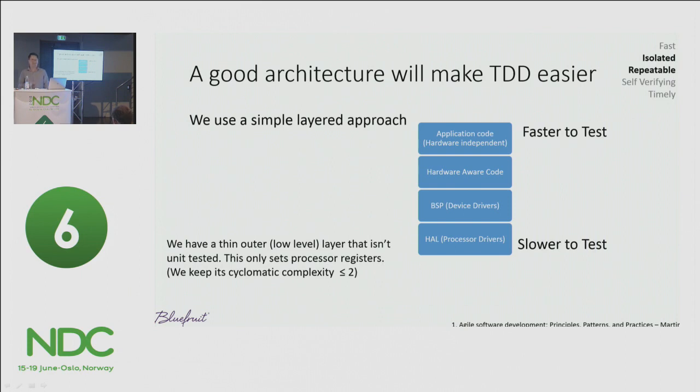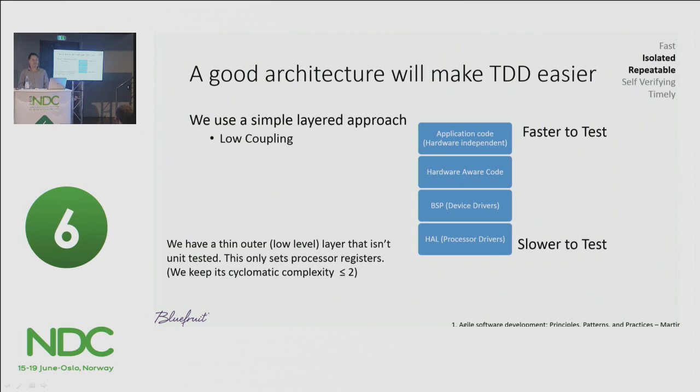We have a very thin processor layer which we don't unit test. This layer only sets processor registers. We found that testing it tends to be a little bit ineffective, because our tests end up closely resembling our actual code. And we try to keep the cyclomatic complexity of this layer to 2 or less.